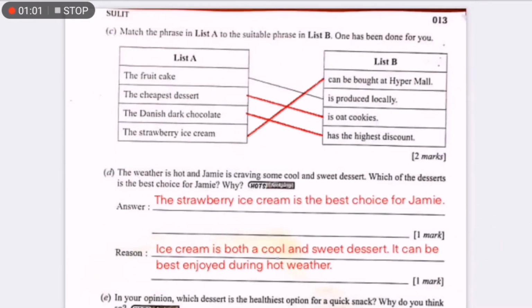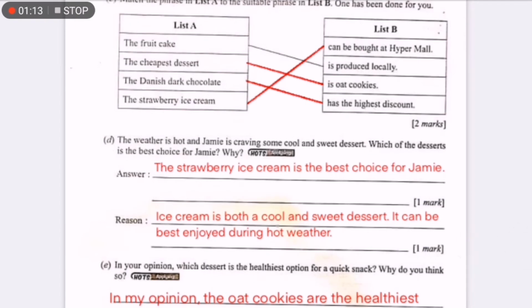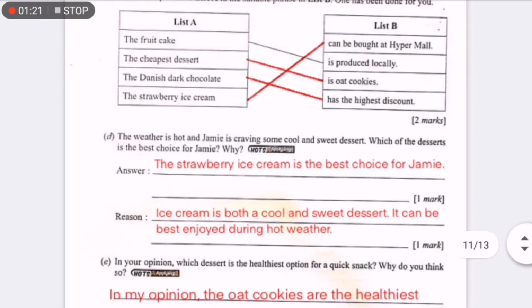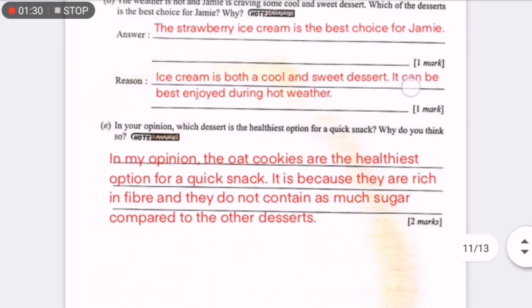The weather is hot and Jamie is craving some cool and sweet dessert. Which of the desserts is the best choice for Jamie? Why? There are 2 parts here, 1 mark each, the answer and the reason. So write in full sentences as well. The strawberry ice cream is the best choice for Jamie. Now why? Ice cream is both a cool and sweet dessert. It can be best enjoyed during hot weather. So with these answers, you will get 2 points.